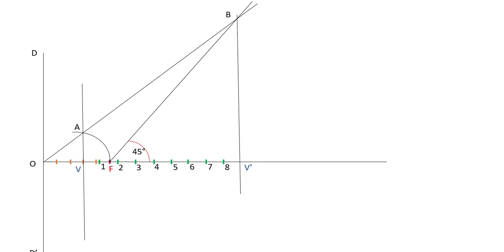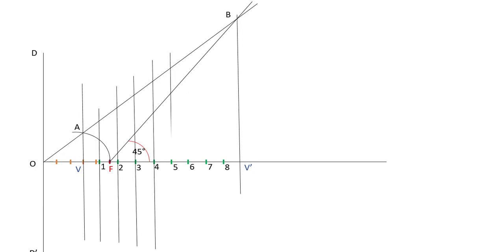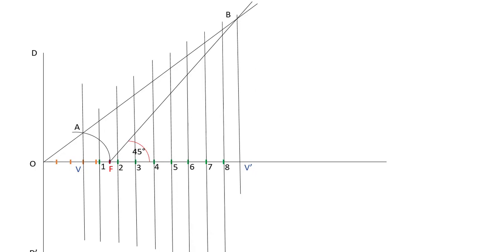Now let's use all these points. How to use them is very simple. You just need to draw the vertical lines from all these points like this. Make sure all these vertical lines are intersecting the line OAB. And these points of intersection of vertical lines with OAB, we will call them 1 dash, 2 dash, 3 dash up to 8 dash.